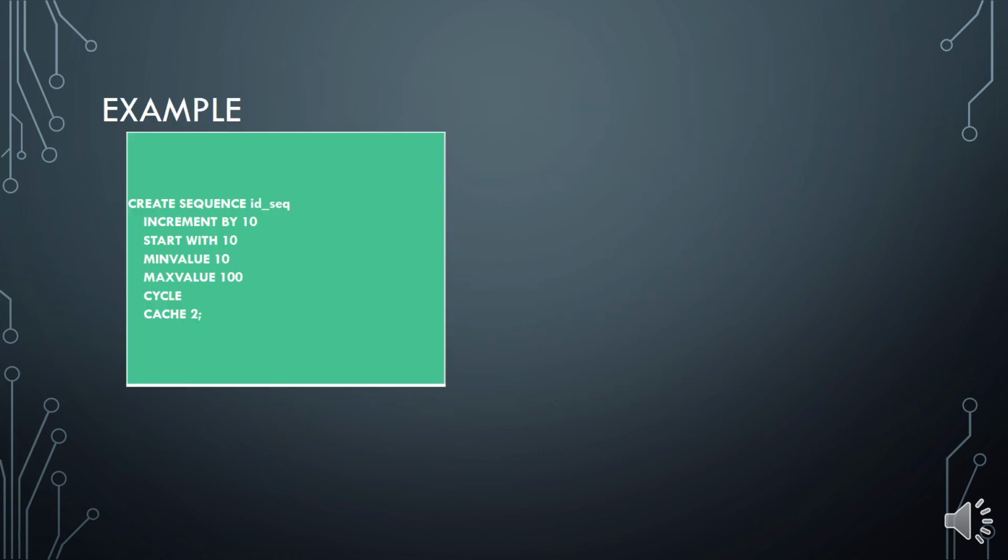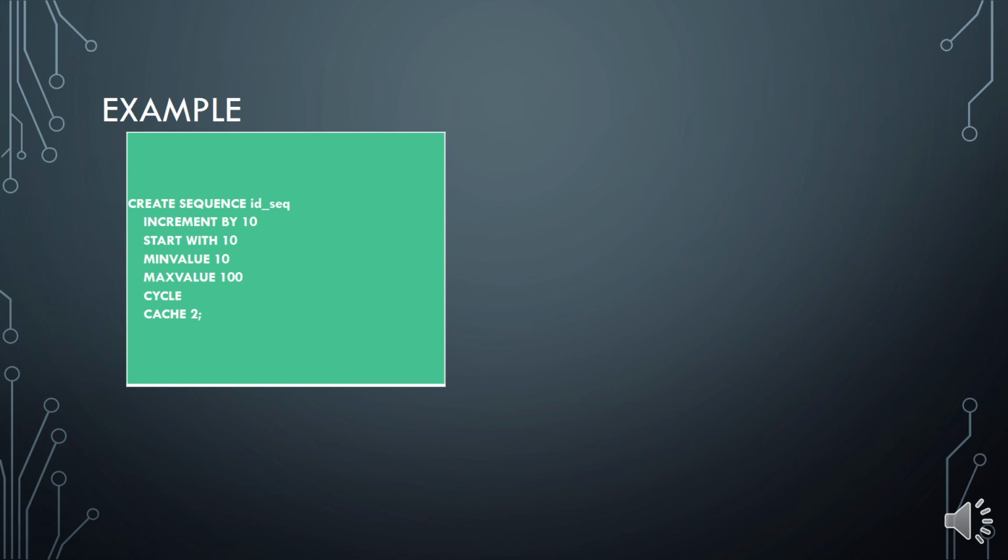Here is one example to create a sequence. The sequence name here is id_sequence. CREATE SEQUENCE id_sequence INCREMENT BY 10 START WITH 10 MINVALUE 10 MAXVALUE 100 CYCLE CACHE 2.